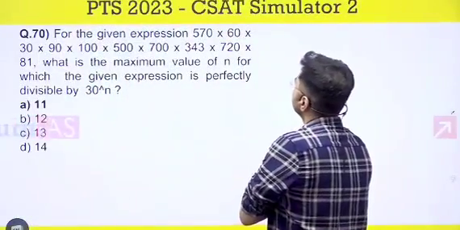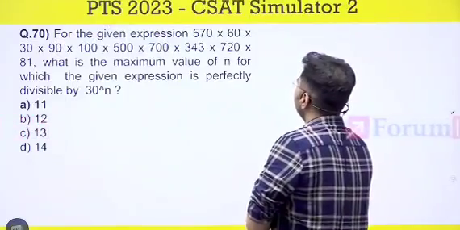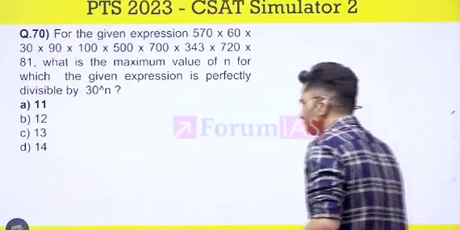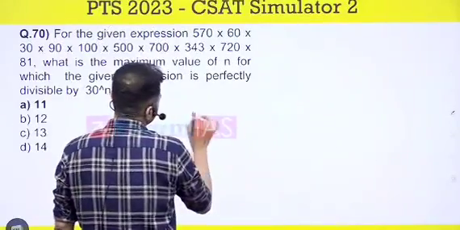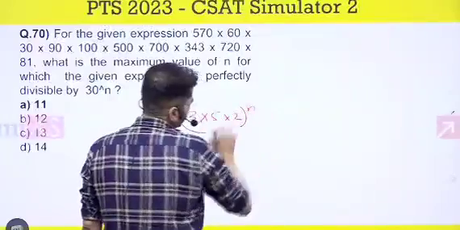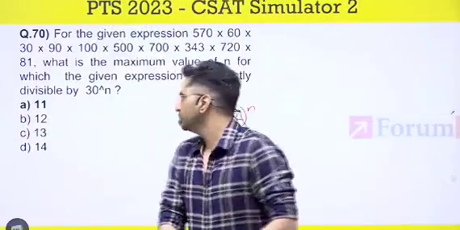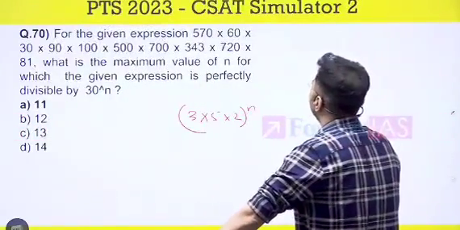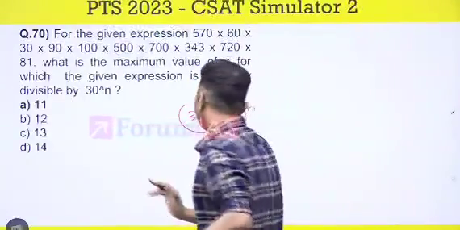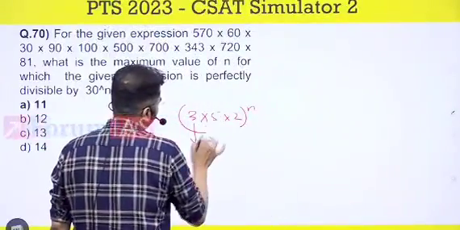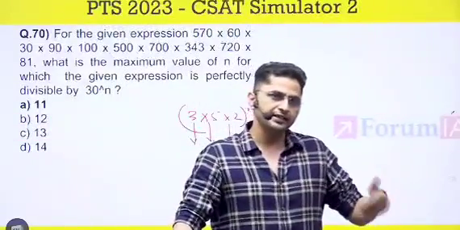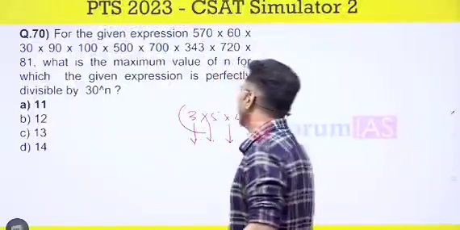Next question. In the given expression, what is the maximum value of n for which the given expression is perfectly divisible by 30 to the power of n? So I can write this as 3 into 5 into 2 to the power of n. And I need to find the maximum value of n that is perfectly divisible. See, that means I have to find the highest power of these, and whichever is raised to the lowest power, that will be my answer.